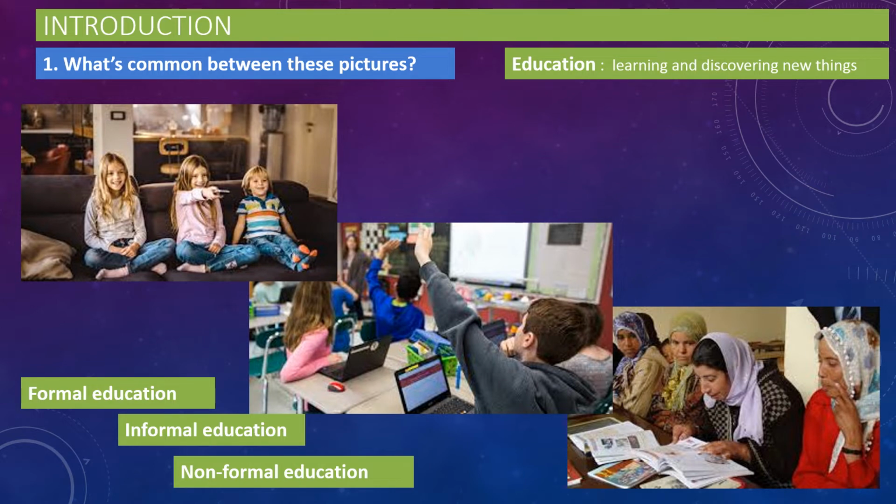That's right. So these three pictures, all of them are talking about education and learning. So the first picture, we have three kids watching TV, and of course they are having fun and at the same time learning new things. Students in the classroom, in the second picture, of course they are learning, participating in the classroom, and we have women fighting illiteracy and learning how to read and write.